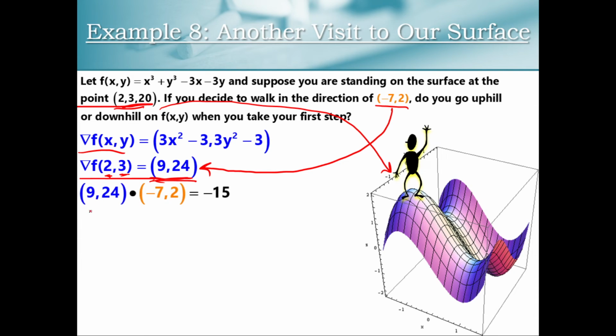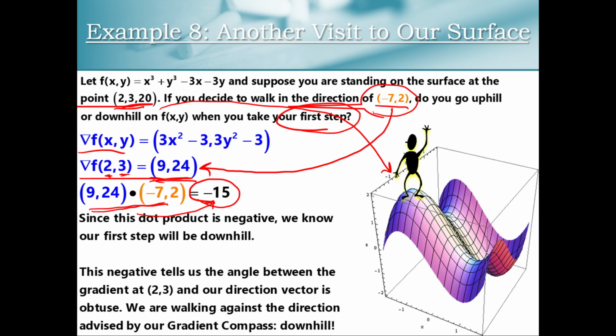If this dot product ends up as positive, I'm walking uphill. If this dot product ends up negative, which in this case it is, I'm walking downhill, because that negative reading tells us that I'm walking against the direction of the gradient vector, meaning that first step that I'm going to take is going to take me downhill. Now, this is for my first step. Who knows what's going to happen 10 steps from now? But that very first step, I know that I'm going to walk downhill for that first step in the direction of the vector -7, 2.